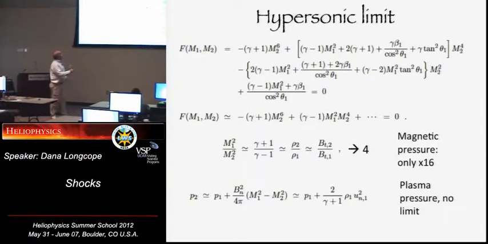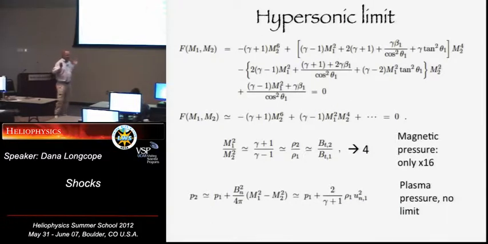This nasty equation, again, if I take Mach 1 to infinity, I go to the hypersonic limit, there's something interesting to remark on here. I get a very simple equation, and in fact, what I find is that the density ratio and the tangential magnetic field ratio approach the same limit as the hydrodynamic case, 4. Having a magnetic field does not help me increase the density any.